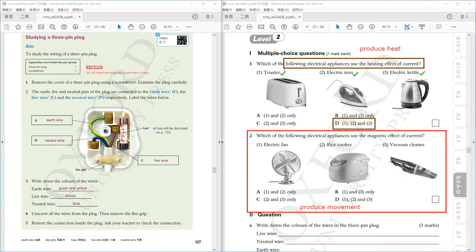For example, electric fan, they move the air, their blades try to produce movement. Vacuum cleaner also produces some wind. Therefore, they produce movement by magnetic effect. Whereas rice cooker, we want to cook the rice, it is the heating effect only. Okay, so the answer is B.